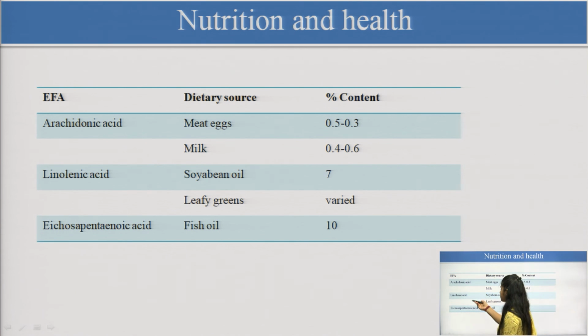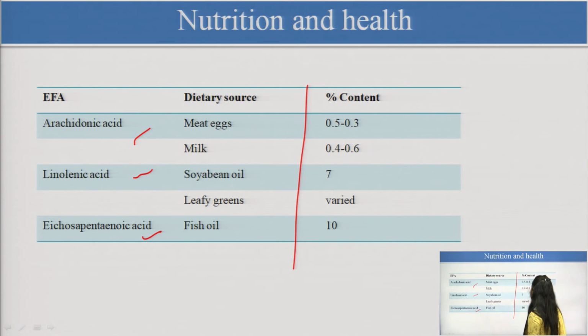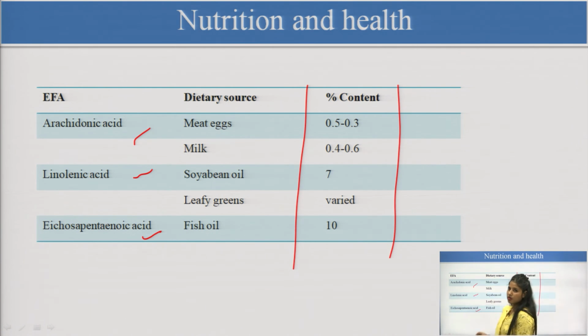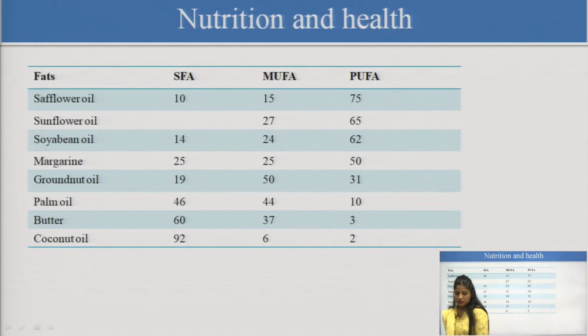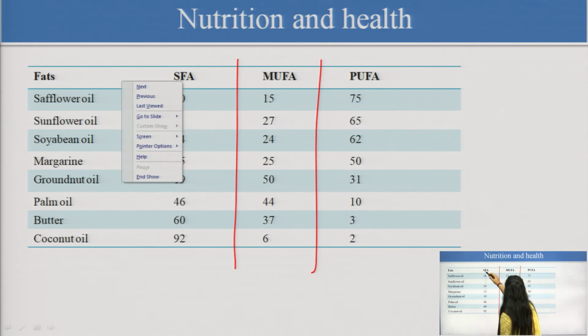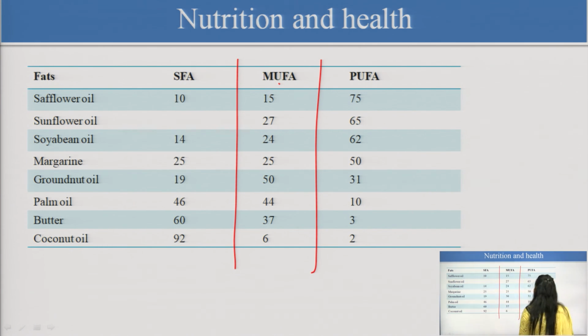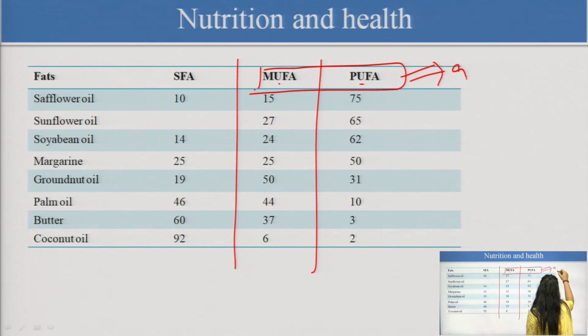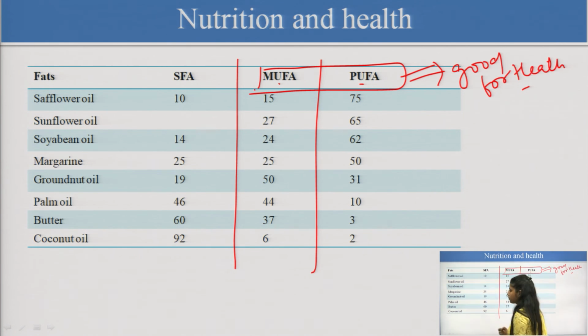Similarly, for arachidonic acid, linolenic acid and eicosapentaenoic acid, okay, the levels are defined here, how much content is given, and accordingly, as the situation requires, we will recommend these sources to the person, okay. Similarly, you can see the differences here: saturated fatty acids, monounsaturated fatty acids and polyunsaturated fatty acids. So, first of all I will tell you monounsaturated and polyunsaturated fatty acids are good for health, okay. So, we require them in more quantity, okay.